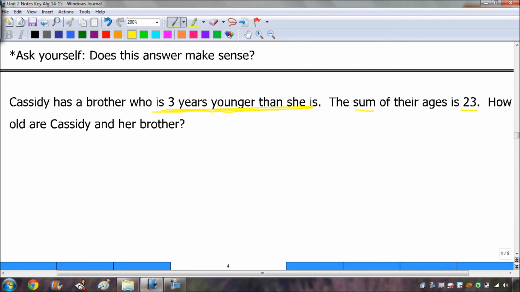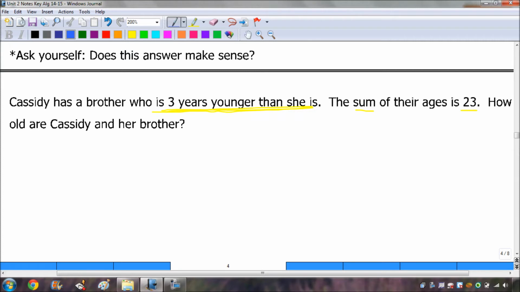So in order to figure this out, we need to go to step 2, which is, what do we even want to know? We want to know how old Cassidy is, and we want to know how old her brother is. Step 3 is to draw a picture. Drawing a picture isn't really going to help us out in this problem, so we'll go to step 4, which is to write let statements.